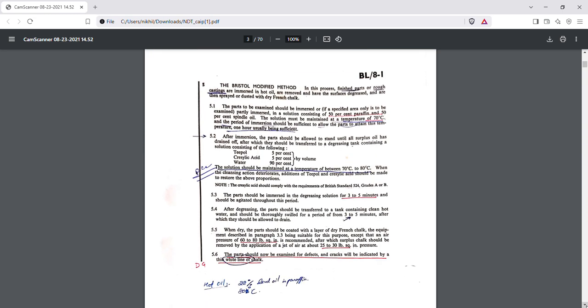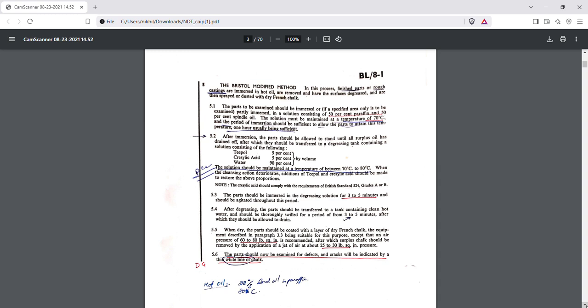Now we come to the Bristol modified method. In this process, finished parts or rough castings are immersed in hot oil, are removed and have the surface degreased, and are then sprayed or dusted with dry French chalk. The parts to be examined should be immersed, or if a specified area only is to be examined, partly immersed in a solution consisting of 50% paraffin and 50% spindle oil.